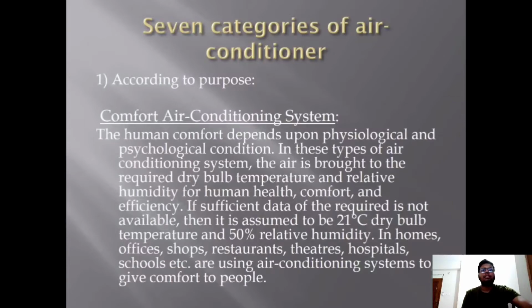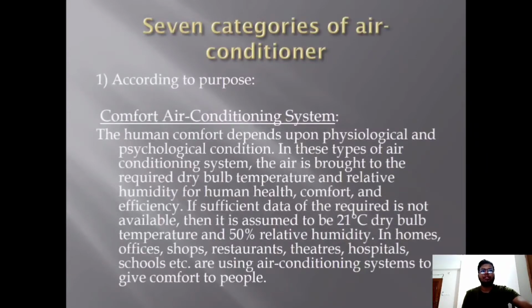The categories of air conditioner are divided in 3 ways: according to purpose, then according to arrangement of equipment, and the third one is according to season of the year. The first one I am going to describe is according to purpose. According to purpose, there are 2 kinds of air conditioner available. One is the comfort air conditioning system, and another is the industrial air conditioning system.